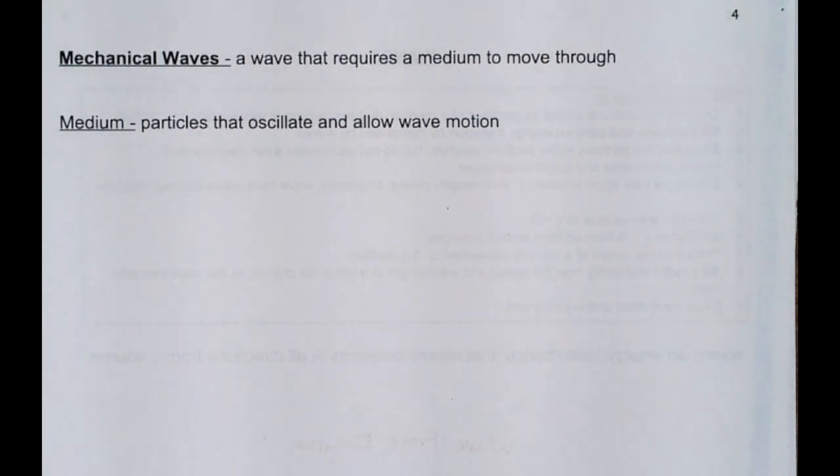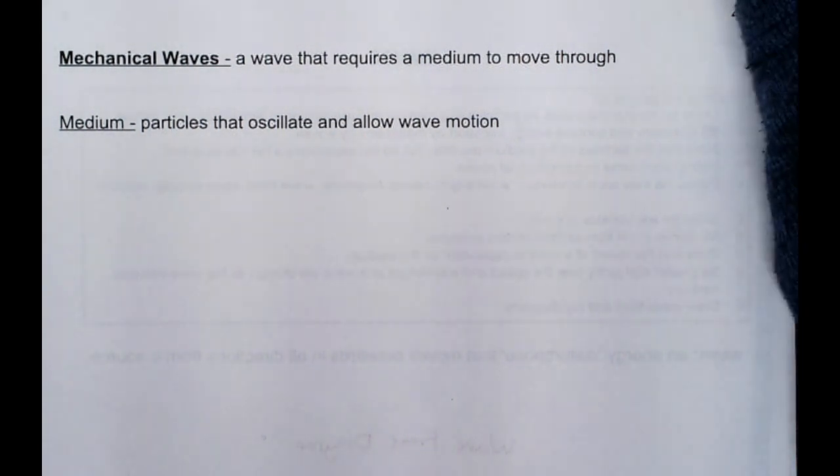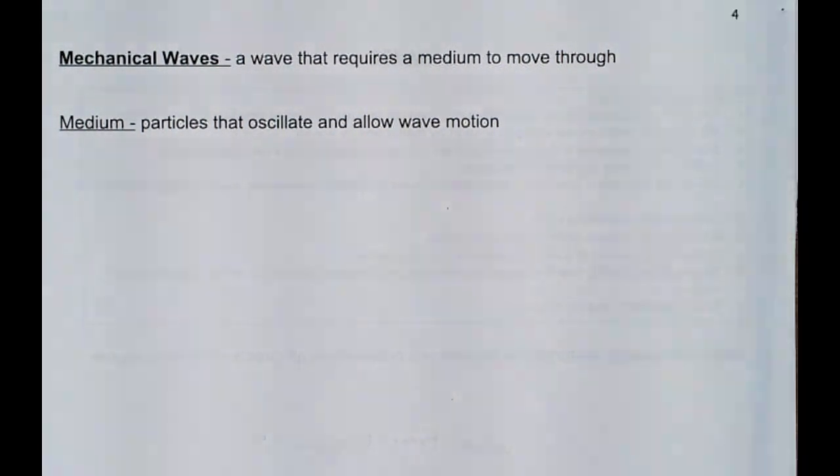The type of waves that we're going to look at and that you're probably most familiar with are called mechanical waves. Mechanical waves are waves that require a medium to move through. What a medium is in physics, it's the particles that oscillate and allow the wave to move. Or in other words, it's something for it to go through. The medium could be water, it could be air, it could be oil, it could be a rope, anything that it could possibly move through.